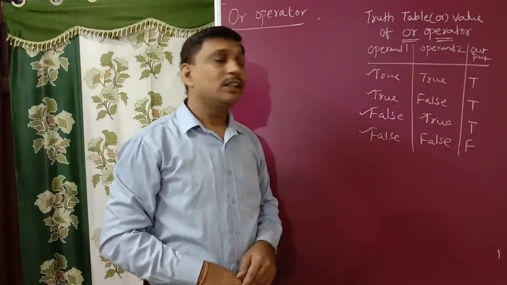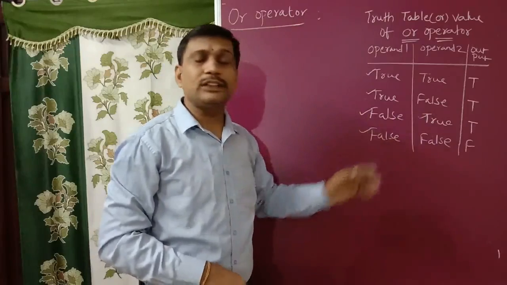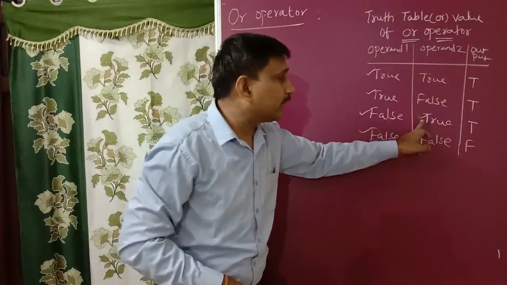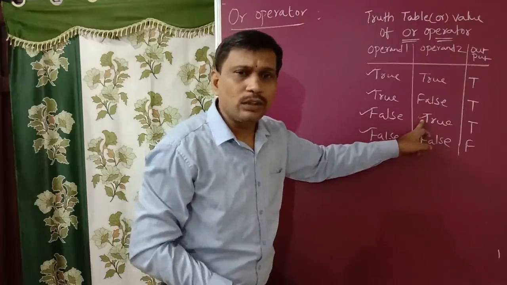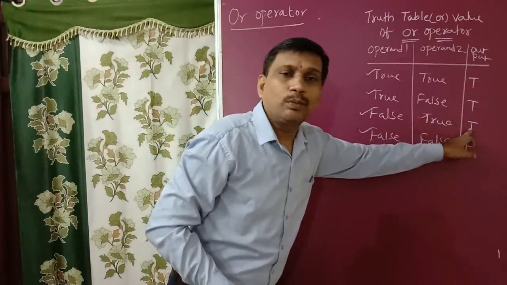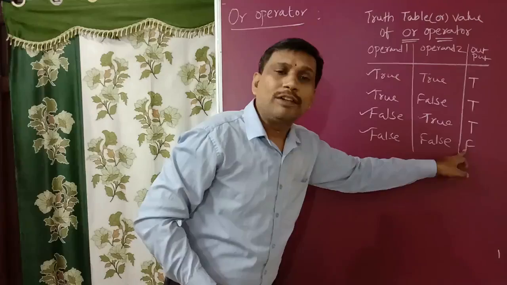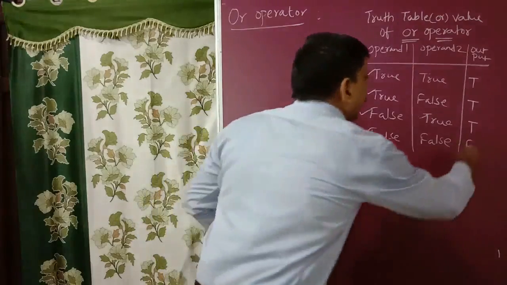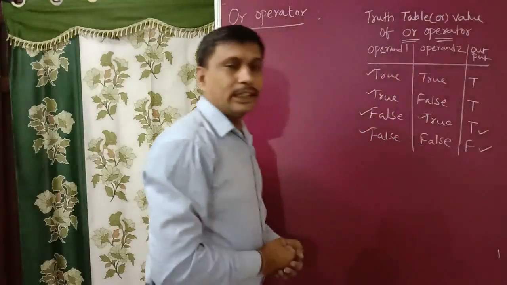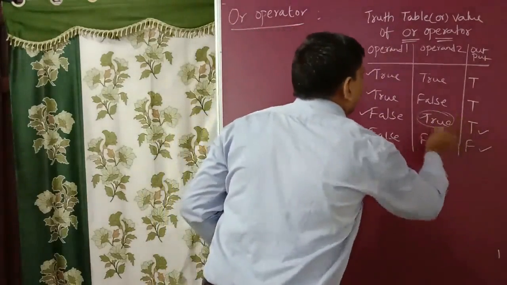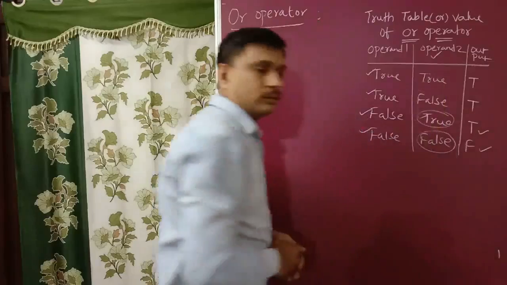Why? Because here the first is false, so it depends on the second value. Whether it is true, the final output is true. Whether it is false, the final output is false. So the final output in these two cases depends on the second operand.